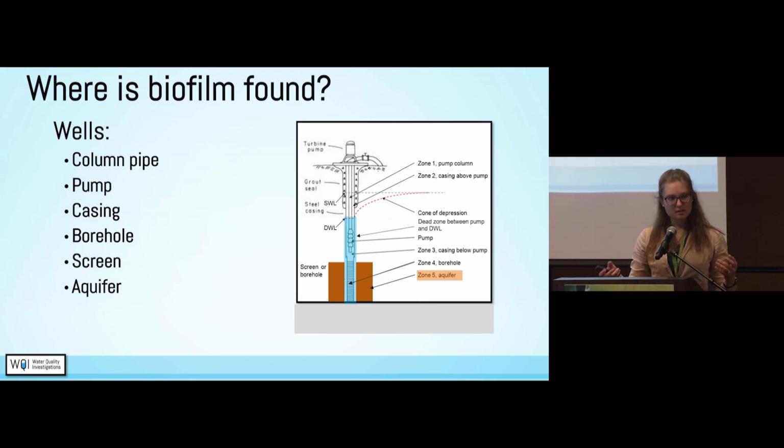Some wells have screens that can be a portion where the biofilm forms, and then also the aquifer. The aquifer is a place where bacteria can also create biofilms. In other cases, it may just be the aquifer itself that's challenging, in which case we would request that treatment is installed.